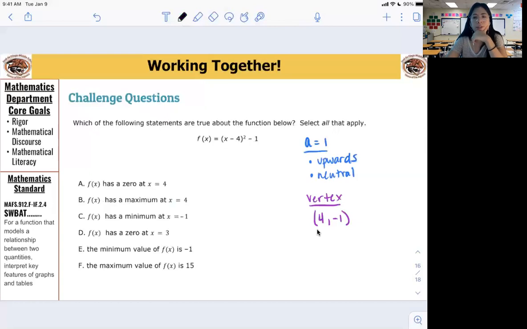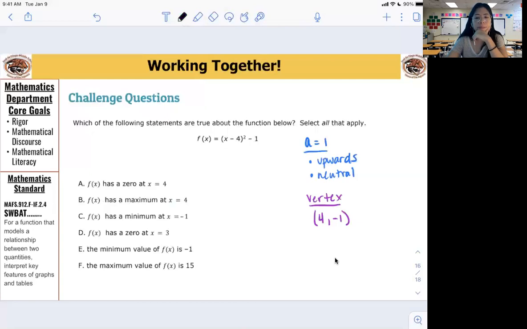Which way does the graph face? Upwards or downwards? Upward. So will the vertex be a maximum or a minimum? Maximum. Do we agree?